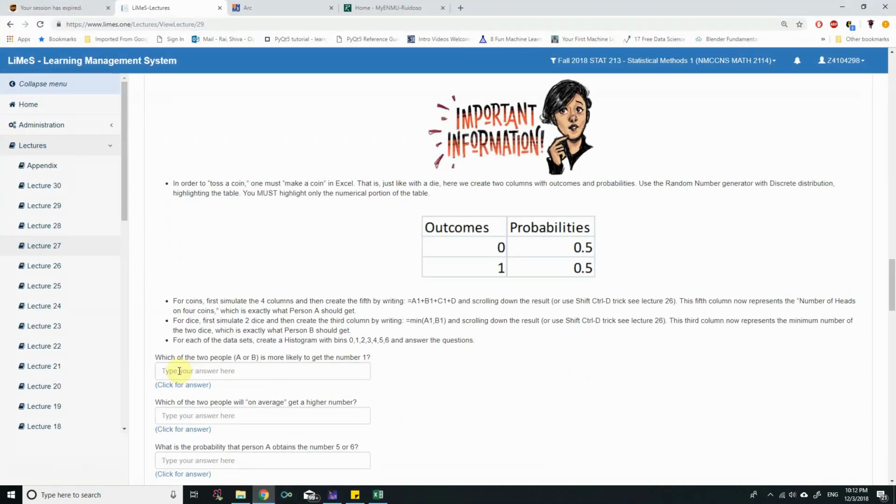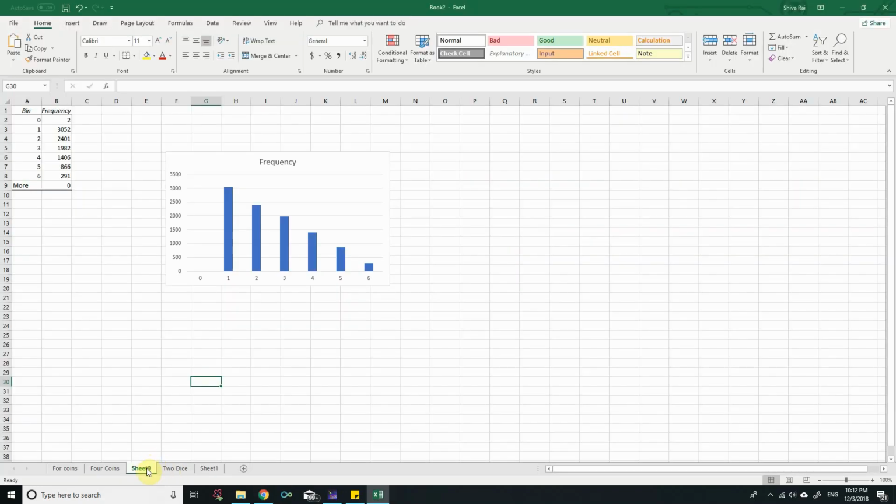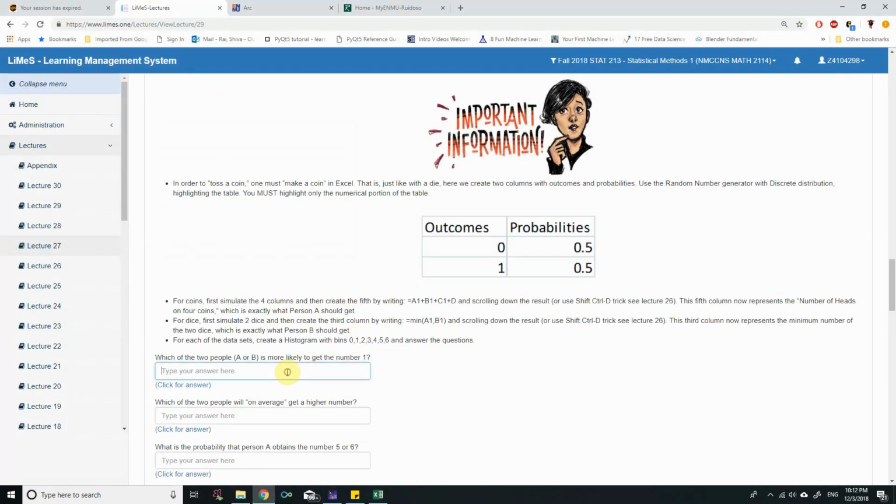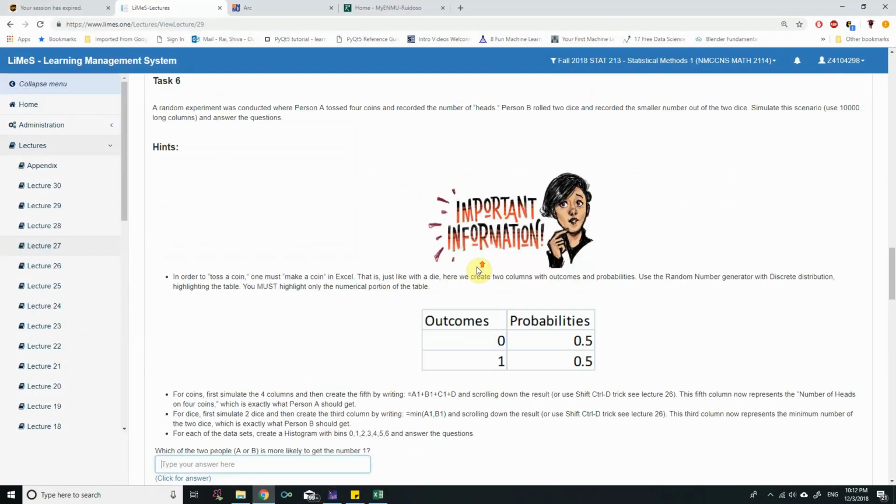Now here it asks which of the two people, A or B, is more likely to get number 1. For the person rolling 2 dice, that person gets 3,552, and 2,530 for the person who tosses 4 coins. So clearly person B, the person who rolls dice, will get that. Okay, so B is the person, right? Yeah.